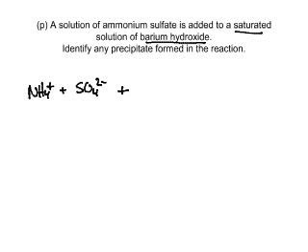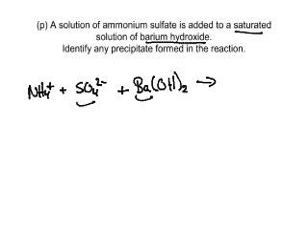Letter P. A solution of ammonium sulfate. All right, it's a solution, so I'm going to write NH4 positive plus SO4 2 minus is added to a saturated solution of barium hydroxide. All right, so then we're going to leave the barium hydroxide together. And as you add this, one thing you'll notice, you've got sulfate and you've got barium. This is a classic precipitation reaction, and barium and sulfate is, of course, an insoluble sulfate. Remember, all sulfates are soluble with a few exceptions: barium, calcium, lead, and barium's one of them, of course. And so that leaves us with ammonium hydroxide.